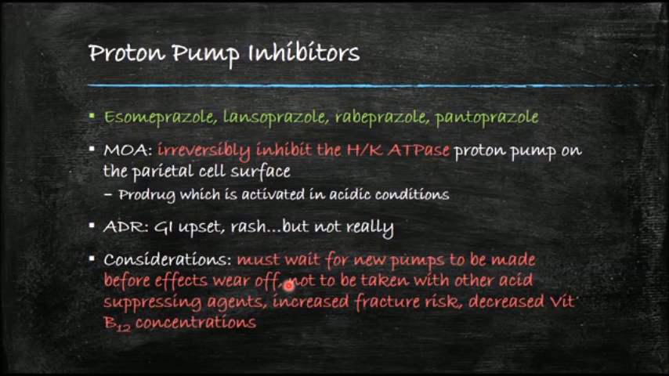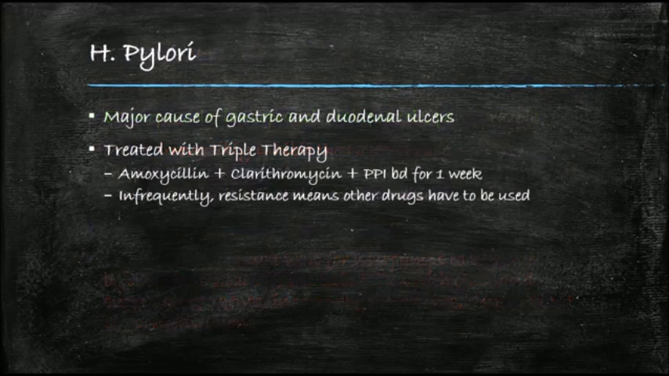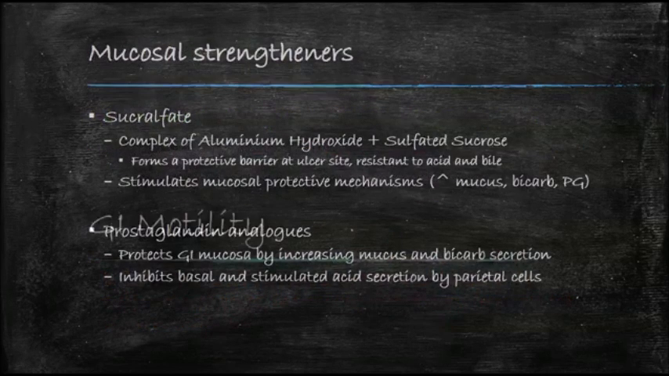And we've already talked about this. They can increase your fracture risk. This is because calcium requires an acidic environment for it to be absorbed. By stopping the acid being secreted in your stomach, you reduce your calcium absorption. And you can also reduce your vitamin B12 absorption as well. And therefore, that's how it's postulated that these can cause increased fracture risk. Don't need to know about those.